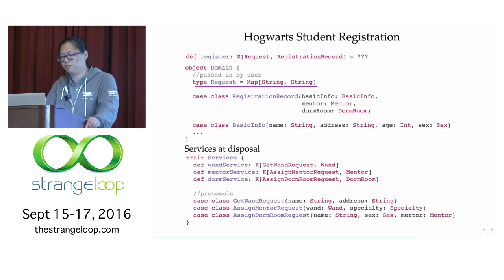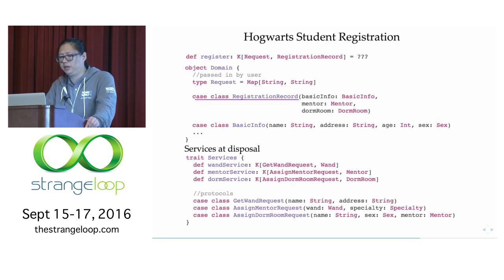We have a type Request. The first thing we want to build at the very top is a K from a request to a registration record. A request is basically a map of string to string. This is passed by the user, so it's basically data input from a user. You can think of it as a representation of an HTTP request, whatever.